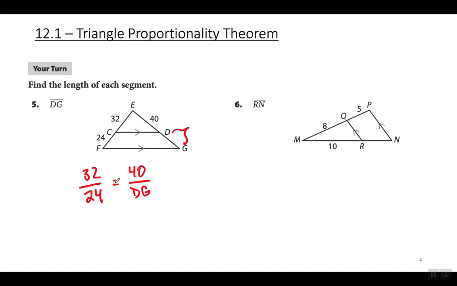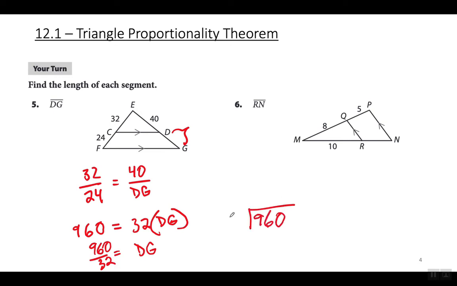Alright, so multiply diagonally. 40 times 24 is going to give me 960. And 32 times DG is going to give me 32 times DG. Now DG is going to equal 960 divided by 32. Alright, and 960 divided by 32 is, 3 times 32 is 96, remainder 0, so it's going to be 30. Okay, so DG equals 30. That's my answer.